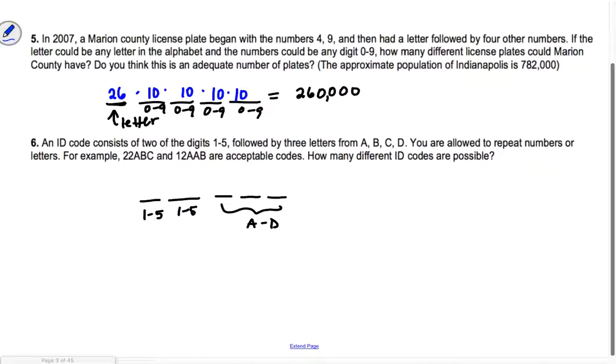So I have how many choices for the first slot? 5, 5, and then I have 4, 4, and 4. So when I multiply those all together, I think I get 1,600. Is that right? Yep.